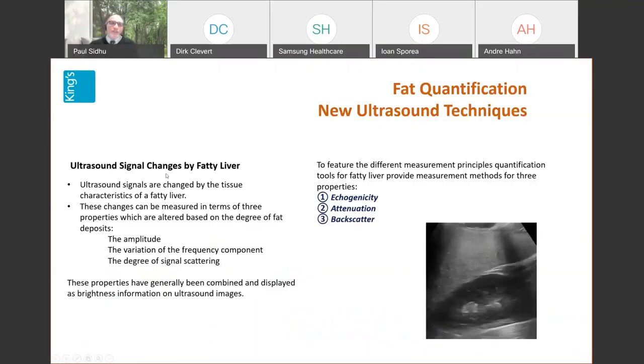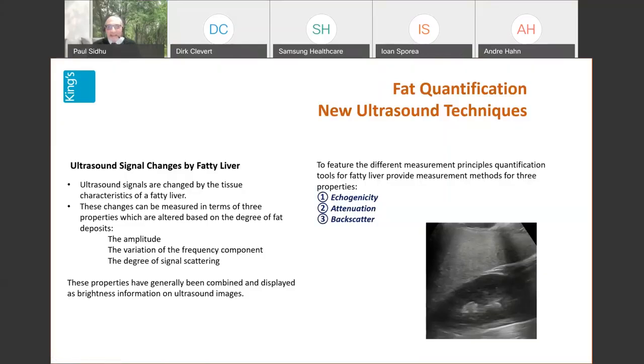You may want to use different signal changes that the fatty liver produces. We've looked at echogenicity, but also remember that there is attenuation of the sound beam, and there is also backscatter. And you can make use of both these parameters to actually give you a quantification of the degree of attenuation and backscatter in the liver.